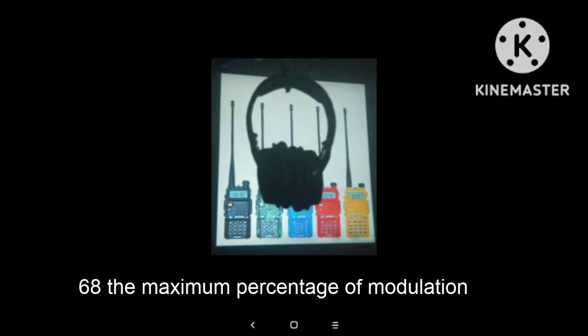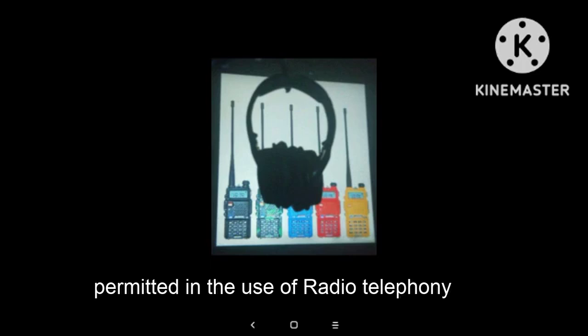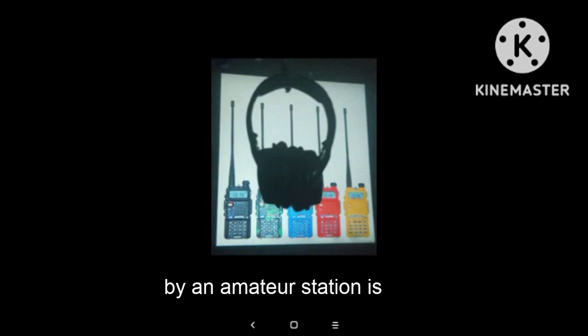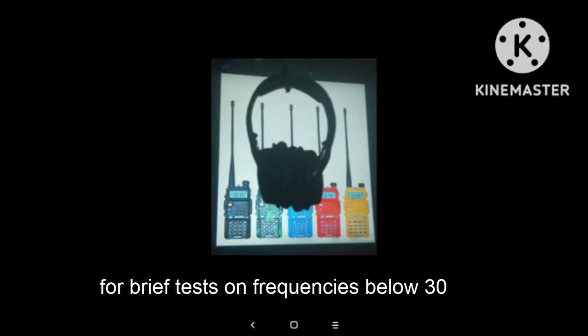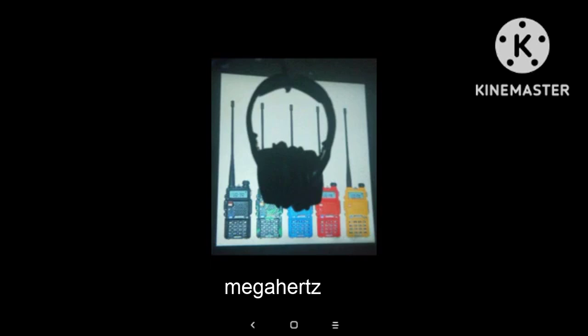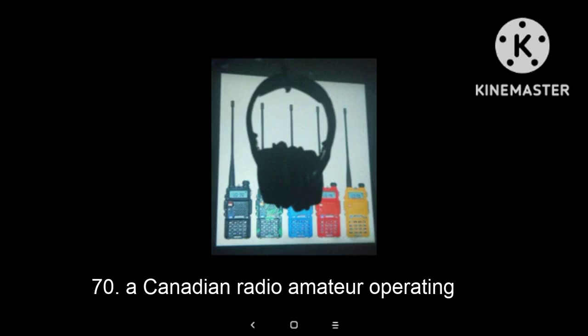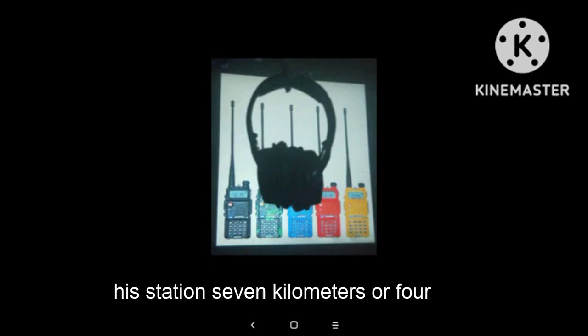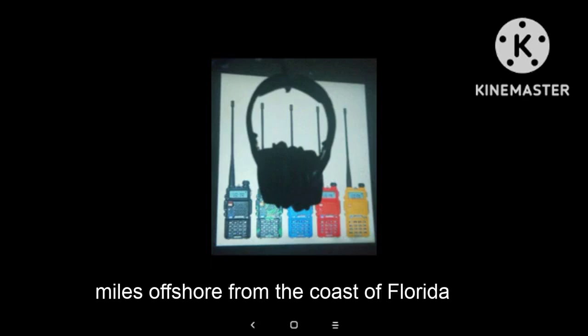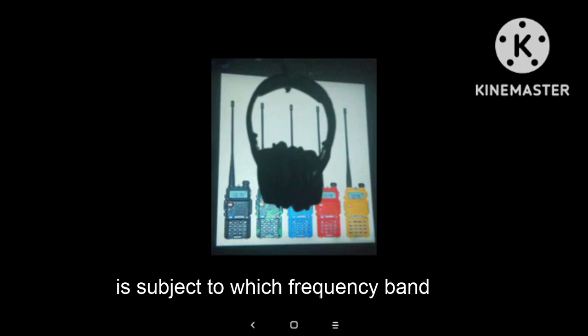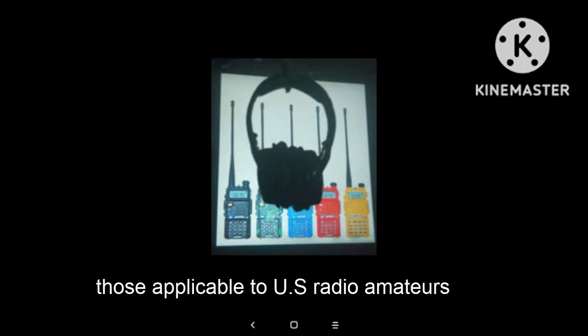68. The maximum percentage of modulation permitted in the use of radio telephony by an amateur station is 100%. 69. An unmodulated carrier may be transmitted only for brief tests on frequencies below 30 megahertz. 70. A Canadian radio amateur operating his station 7 kilometers or 4 miles offshore from the coast of Florida is subject to which frequency band limits? Those applicable to U.S. radio amateurs.